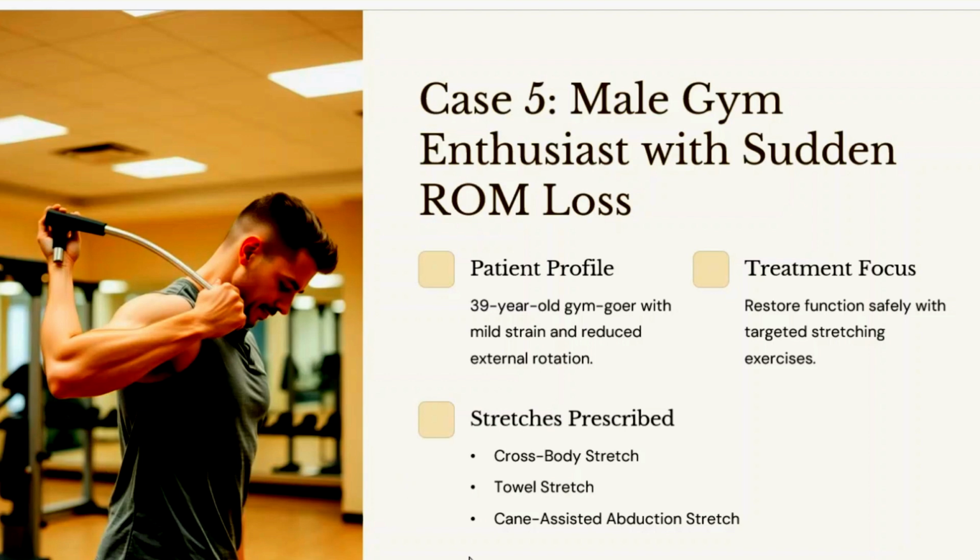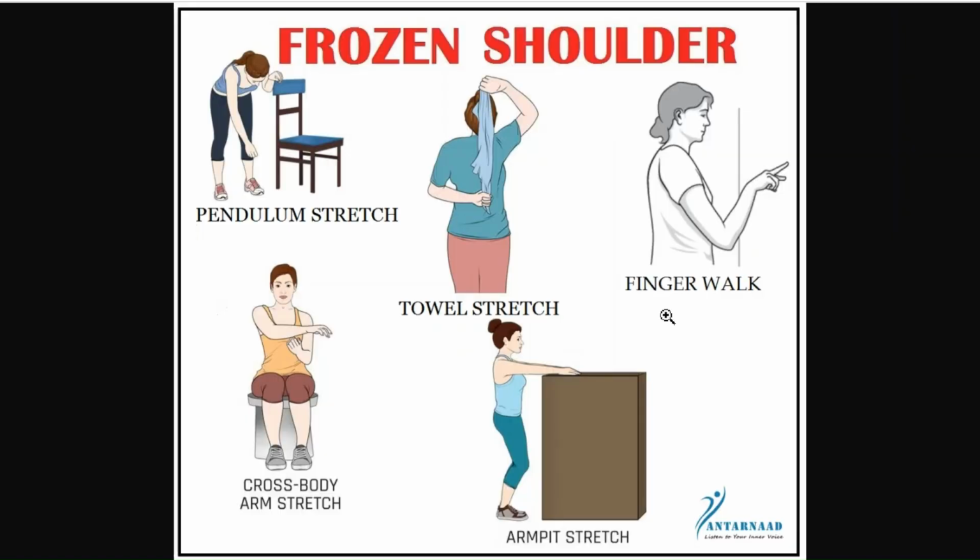So starting from the first, that is basically the pendulum. These are all the stretching maneuvers that we have discussed in this lecture. The pendulum stretch, as you can see, has one hand on the chair and the other hand of the patient making small circles to complete this motion. That is basically performed at the beginning of any prescribed frozen shoulder treatment. So you can prescribe this as an early treatment plan.